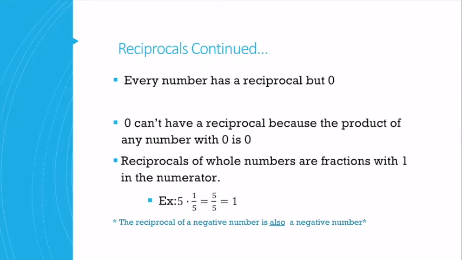So it's also important to note that every number has a reciprocal but 0, okay? 0 can't have a reciprocal because any number multiplied by 0 is 0, right? And reciprocals have to have a product of 1. And then here's what I'd mentioned on the previous slide about whole numbers and reciprocals of negative numbers.